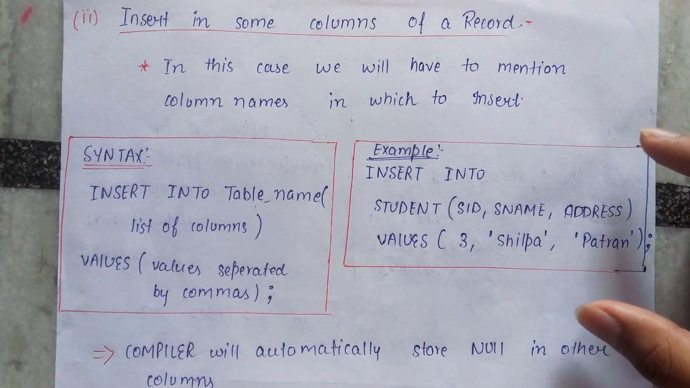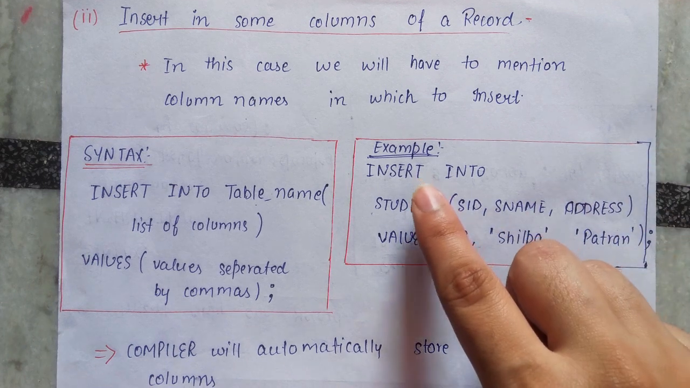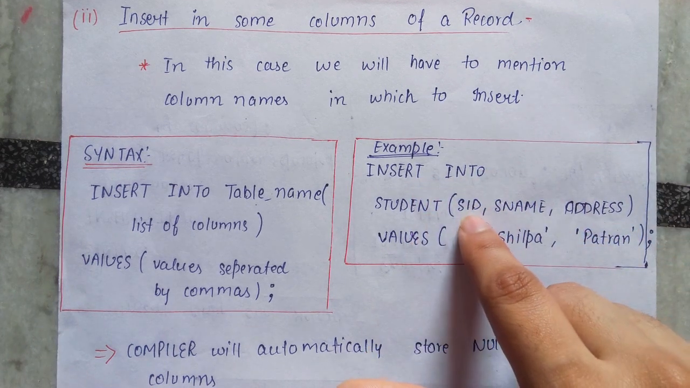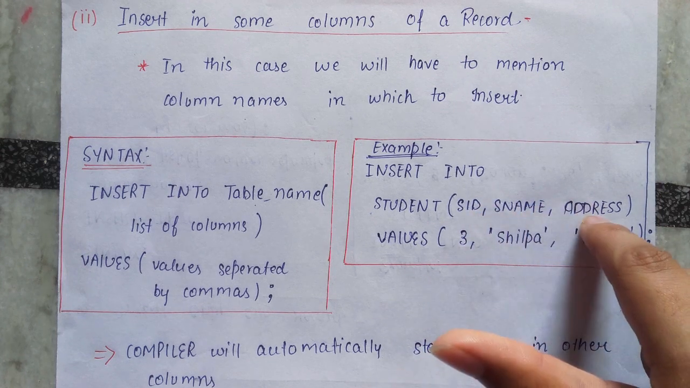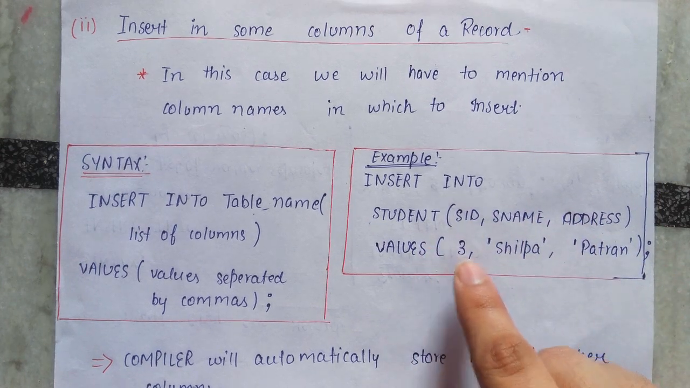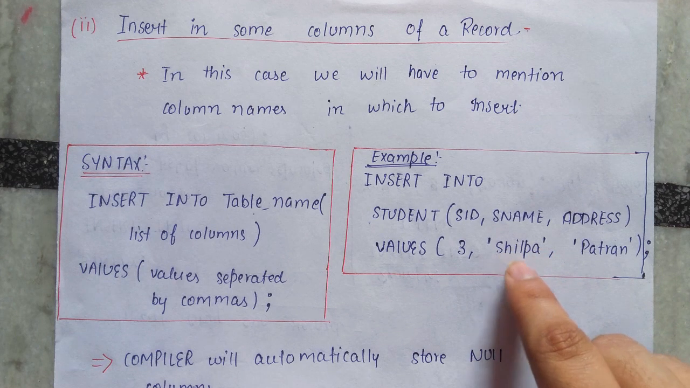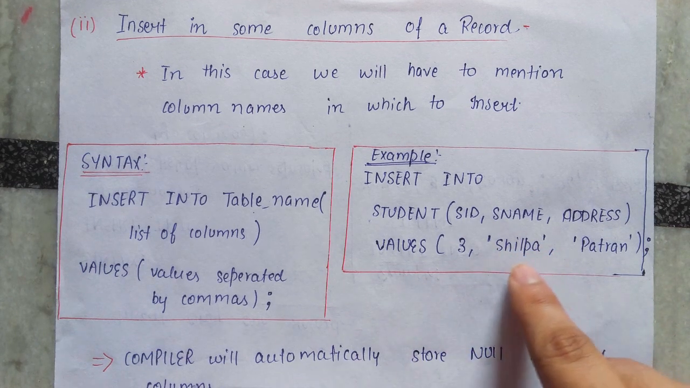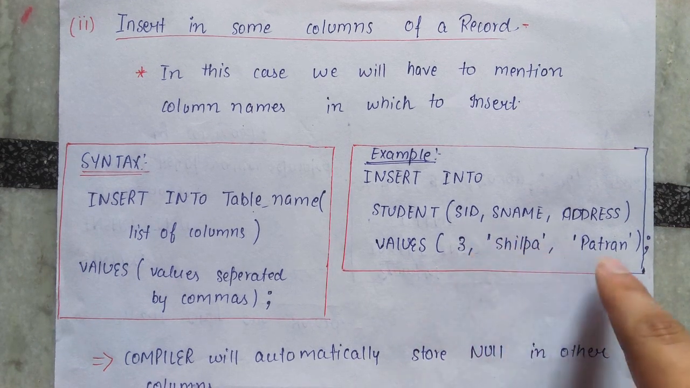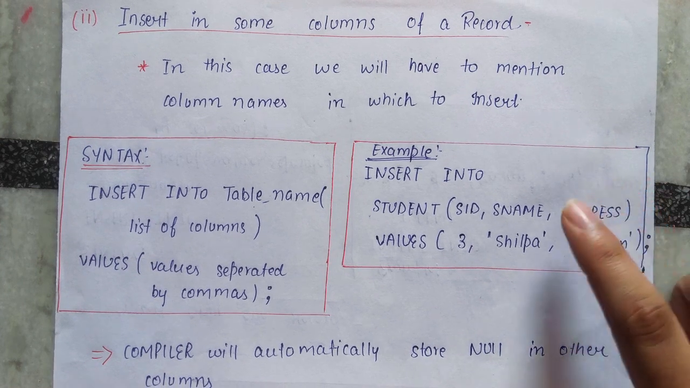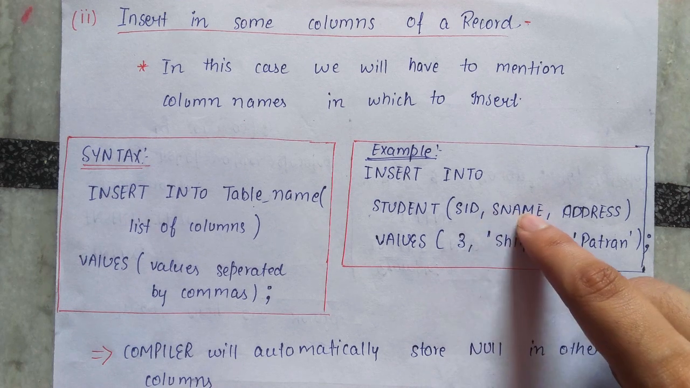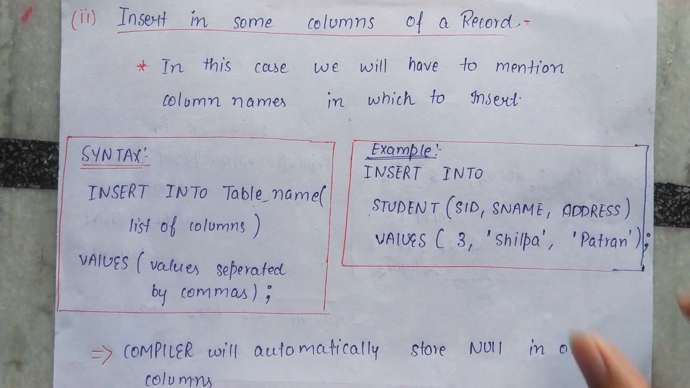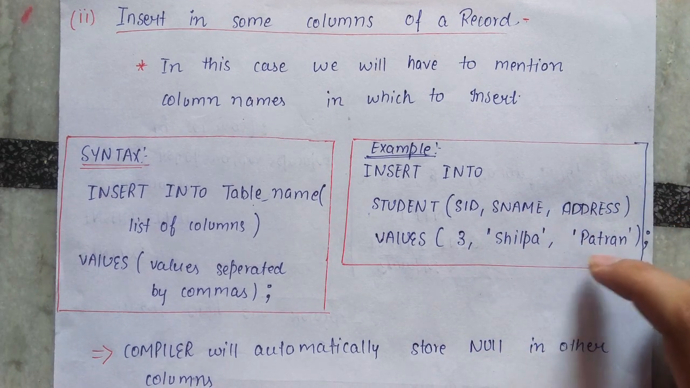Let us understand this with the help of an example. See, it is insert into student. How many columns do we want to insert data in? It is student id, student name and address. What are the values? Three, Shilpa and Patna. This is an example of the student id, student name and address columns. In this we do not know the marks of Shilpa.